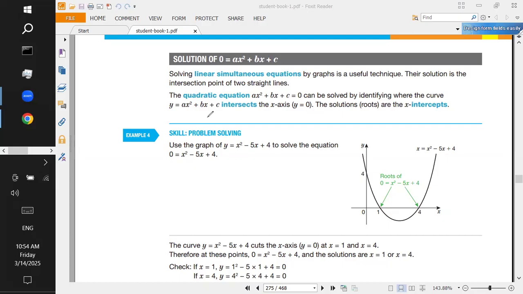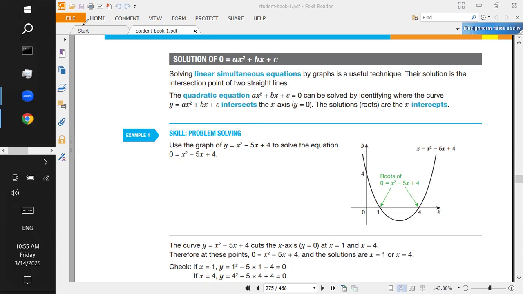In this video, we're going to talk about solutions of 0 equals ax squared plus bx plus c. These are quadratic or linear simultaneous equations and quadratic equations. So here, these are quadratic equations. The idea of this lesson is to find the answer by sketching a graph and then using the graph to find the answer.